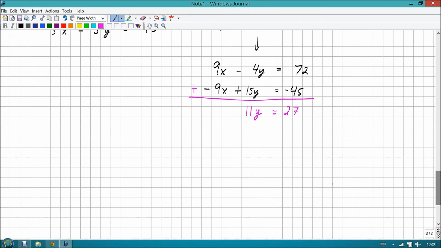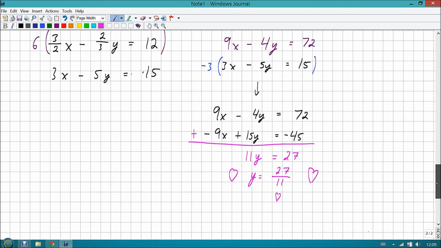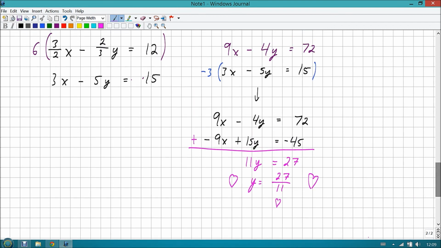So we have 11y is equal to 27, which means that y is going to be, you guessed it, a fraction. Which, of course, we love fractions, so I'll put hearts around it. All right, our fraction answer for y is 27 over 11. Don't put it in decimal form. Decimals lie, so let's not use that. Once we have our y value, we plug it back in and find our x.